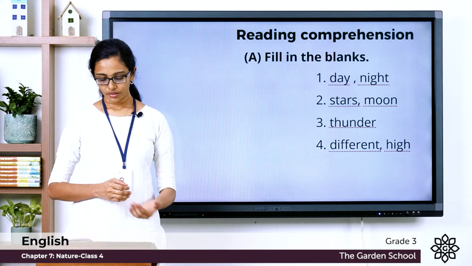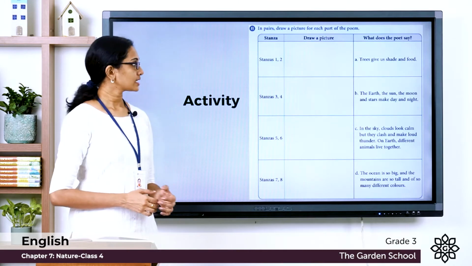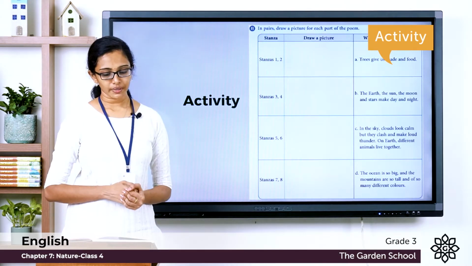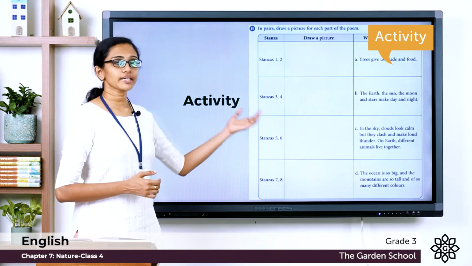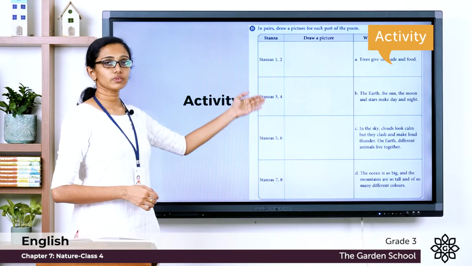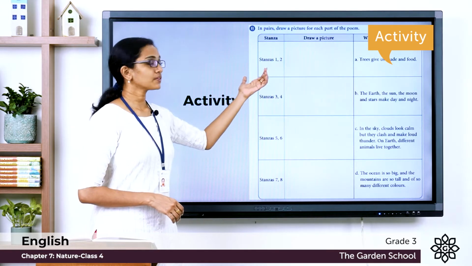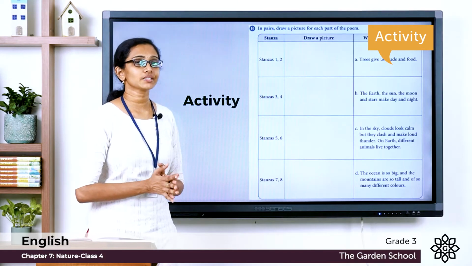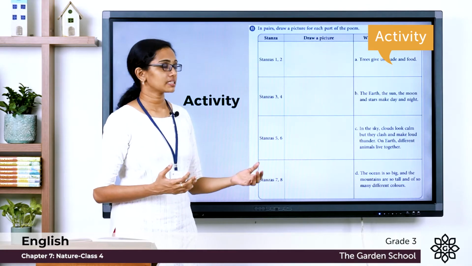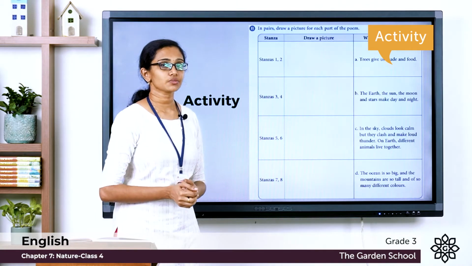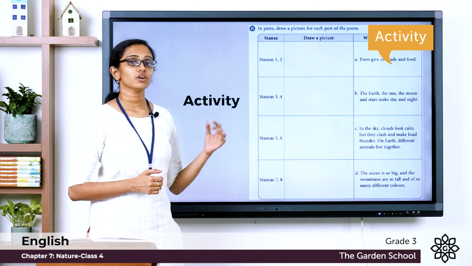So I hope these questions are clear to you. Now let's move on to the next exercise. It is, in pairs, draw a picture for each part of the poem. So here you can see 3 columns. The first column will give you the stanza number. In the second column, a space is provided and you have to draw a picture of what is described in the respective stanza in the space here. And in the third column, you can see what the poet has described in that particular stanza. So you can do this as an activity or as a homework.